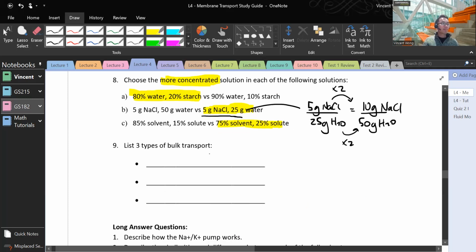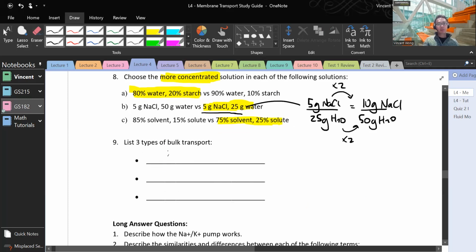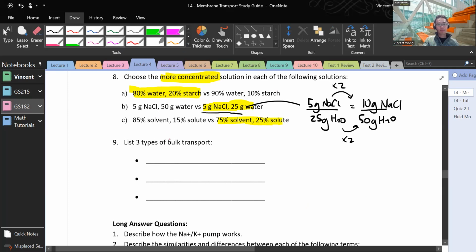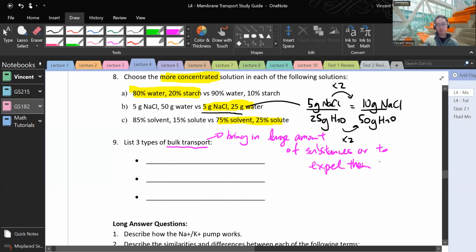List 3 types of bulk transport. So anyone have any suggestions? 3 types of bulk transport. What are some answers? And that is to bring in large amounts of substances or to expel them from the cell.